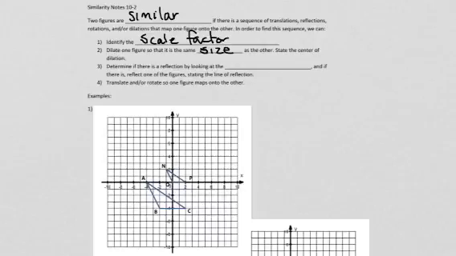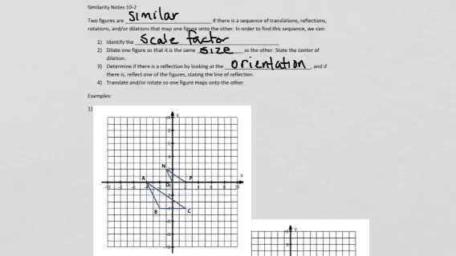After we make them the same size and state the center of dilation, then we are going to determine if there's a reflection by looking at the orientation. And if there is, we're going to reflect one of the figures, and we have to state the line of reflection. And by that point, we should be able to translate and/or rotate so one figure actually does map onto the other. So now we're going to give it a try with these two triangles.